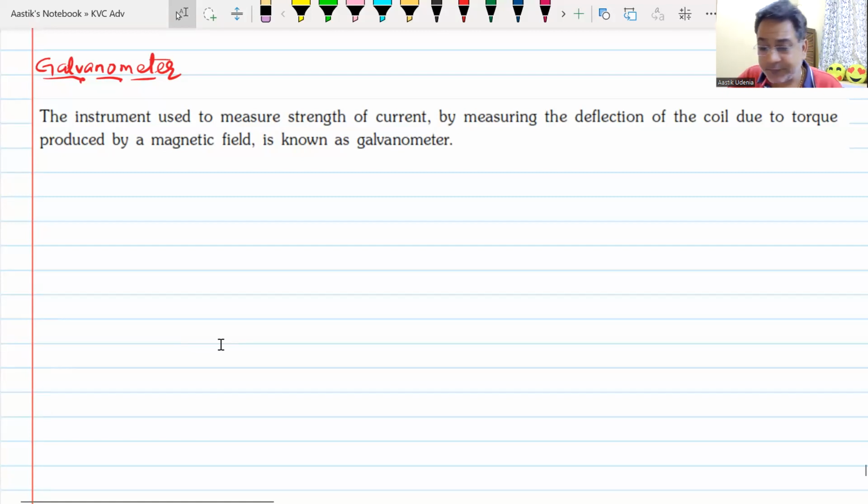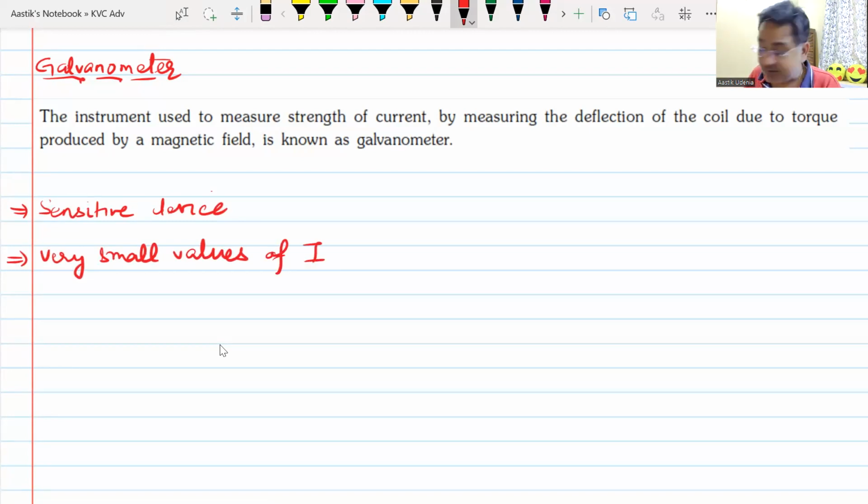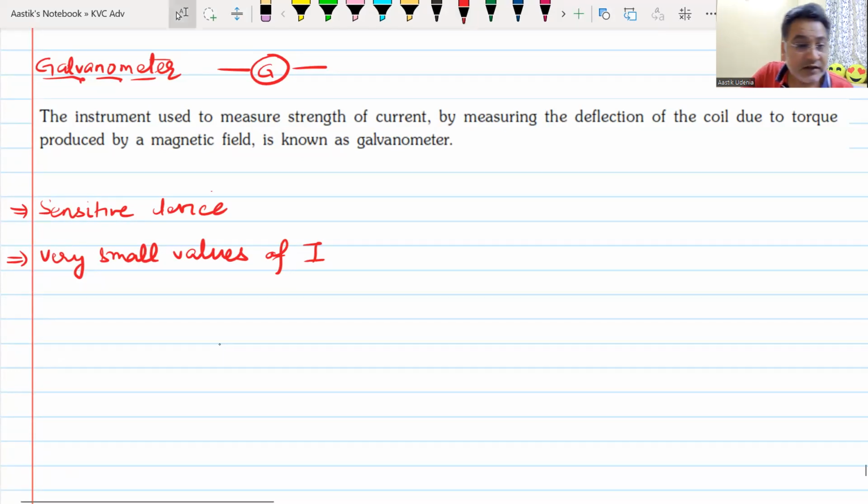The next thing is the galvanometer. What is a galvanometer? A galvanometer is a very sensitive device, and it can measure very, very small values of current in a circuit. The galvanometer is represented by this letter G. It can measure very, very small values of current in a circuit.